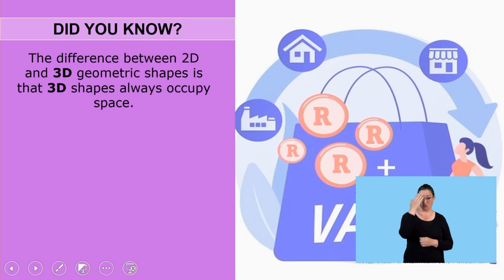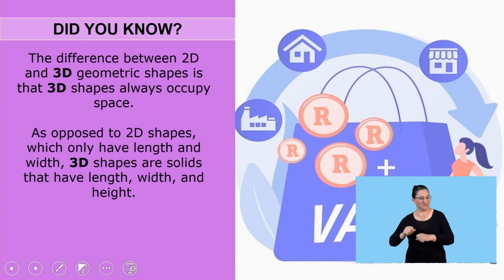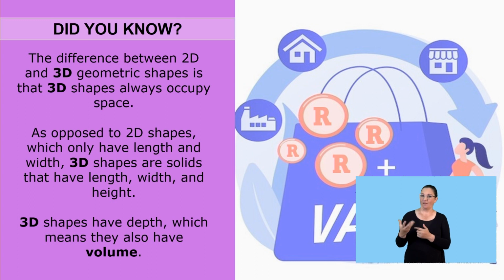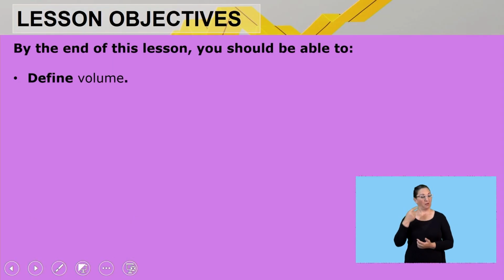In today's lesson, we'll focus on the topic of volume, okay, and that forms part of measurement. Now let me share something quite interesting with you. Did you know that the difference between two-dimensional and 3D geometric shapes is that 3D shapes always occupy space, as opposed to 2D shapes which only have length and width. 3D shapes are solids that have length, width and height. Then important, 3D shapes have depth, which means they also have volume. Okay, so that's the important thing I wanted to share with you that I found quite interesting.